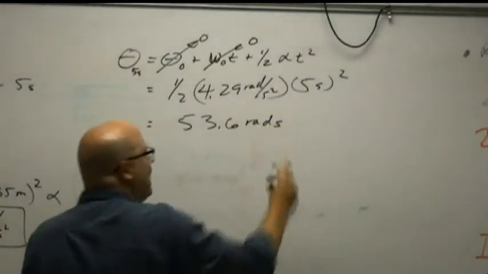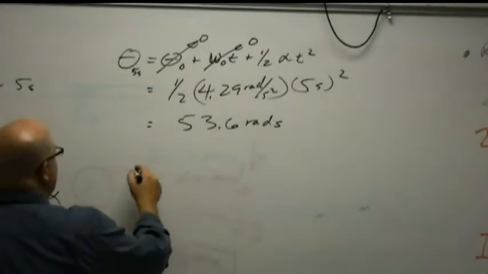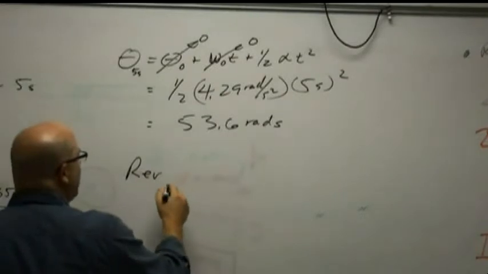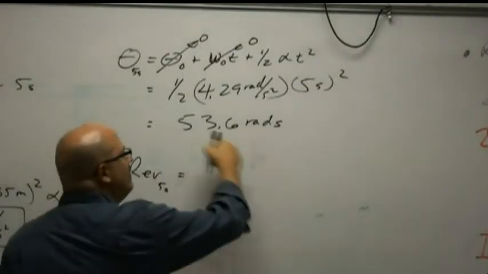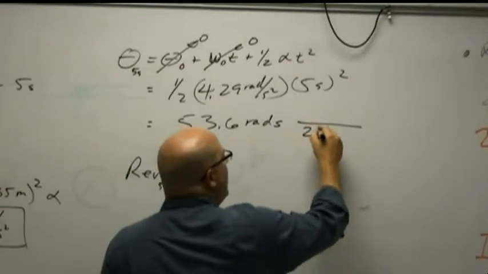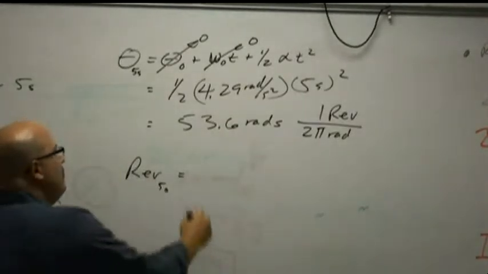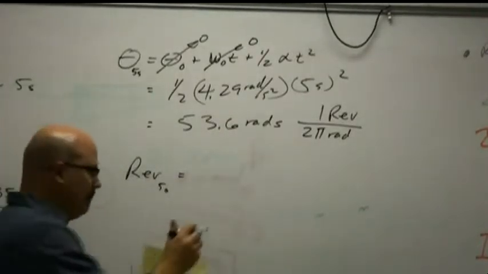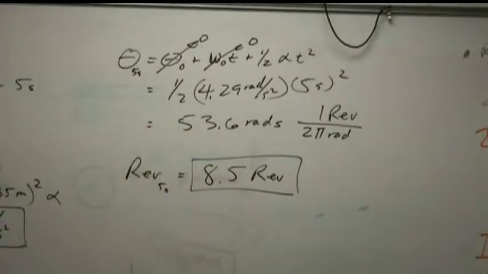53.6 rads. Okay, I hate rads. I don't know what a rad is. I don't know how many 53.6 rads is. It doesn't stick in my brain. So I want to know revolutions. How many revolutions is that? 53.6 over 2 pi. The conversion is that if I have 2 pi rads, that will be 1 rev. I divide by 2 pi, and I get something that makes more sense to my little brain: 8.5 revolutions.